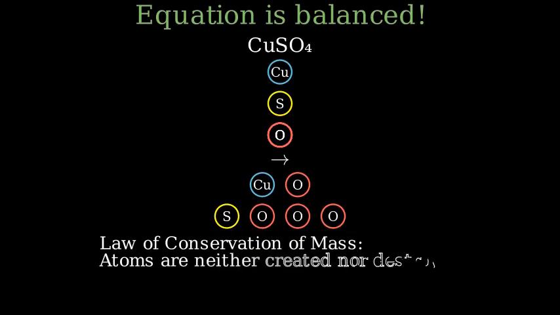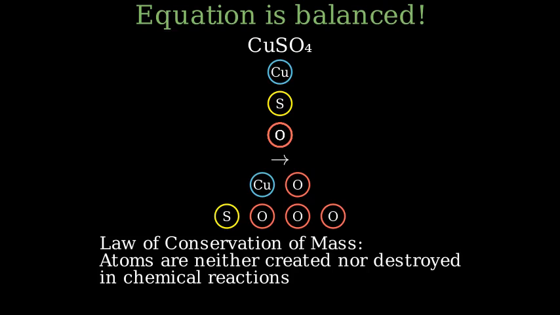This balanced equation demonstrates the law of conservation of mass. No atoms are created or destroyed in a chemical reaction. They just rearrange to form new compounds. All four oxygen atoms from the copper sulfate are distributed between the copper oxide and sulfur trioxide products.